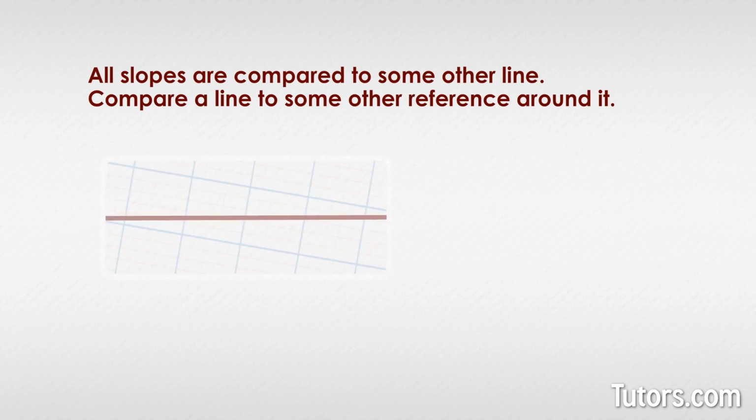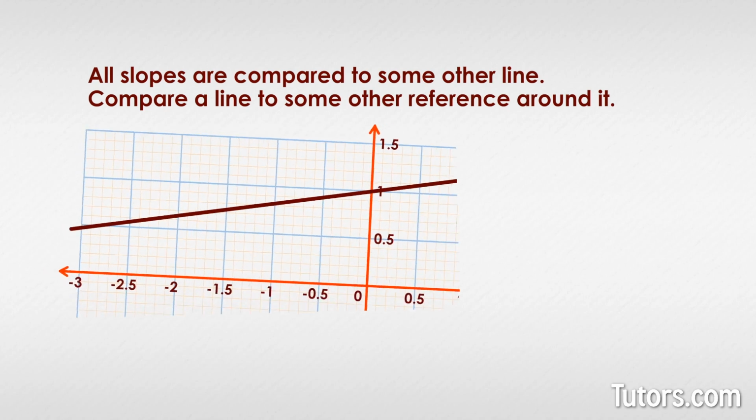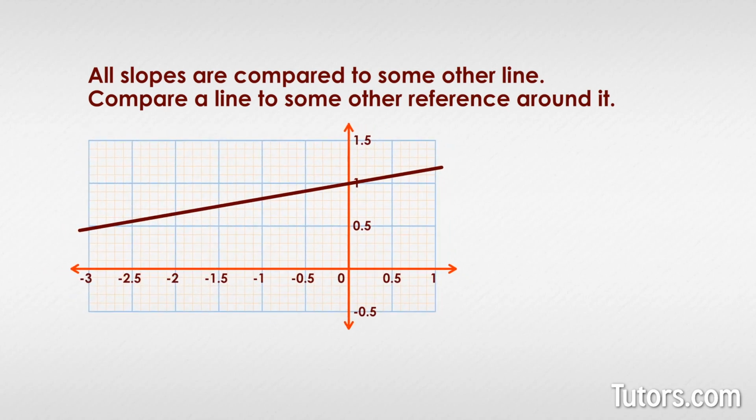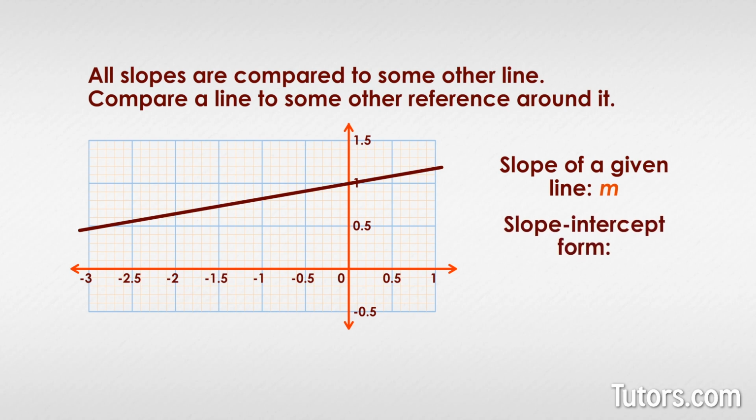For example, look at this line. It's just a line. But if we zoom out, you now see our horizontal line compared to a coordinate grid. It turns out our line was not horizontal at all, but we could only see that when we compared it to the coordinate grid. The slope of a given line is usually designated with a lowercase italic m, as in slope-intercept form, y equals m times x plus b.